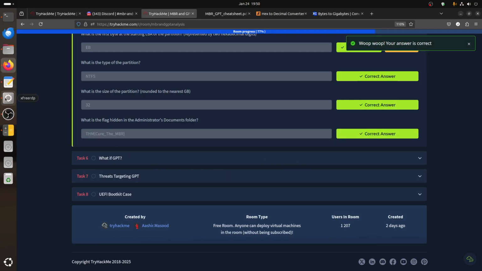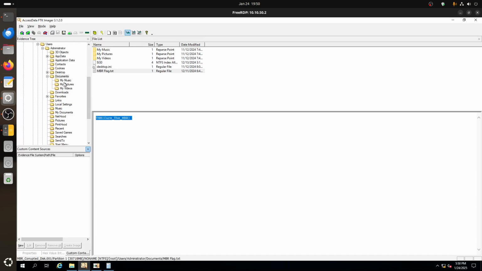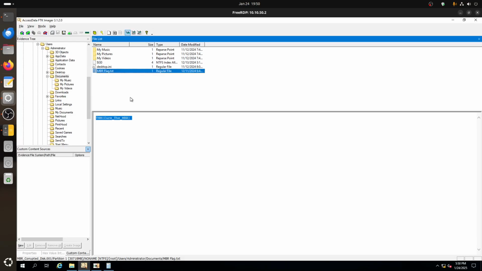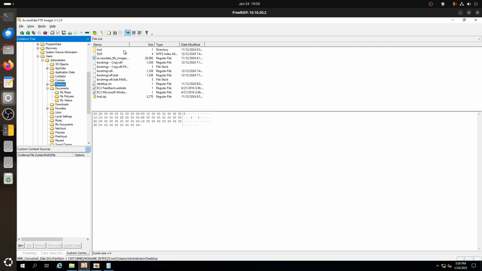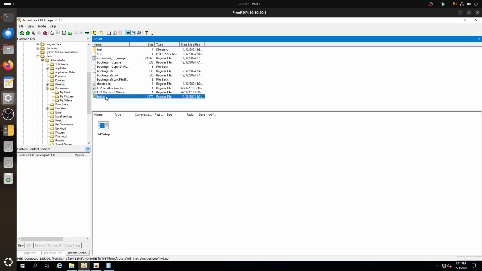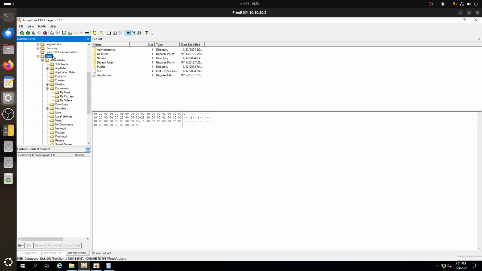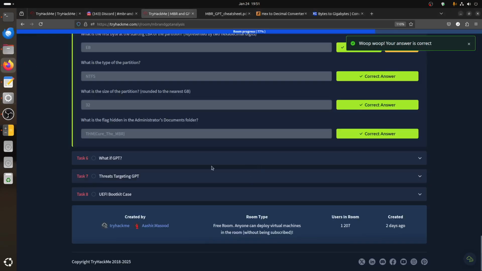Okay, so the flag was under documents, my music, my videos, MBR flag. Is there usually somewhere TryHackMe is hiding something? Let's see what they are hiding. Desktop. Oh, that's why they install the file. Okay, let's not be interested in that. How many users are there? Public and administrator. Okay, we do that.